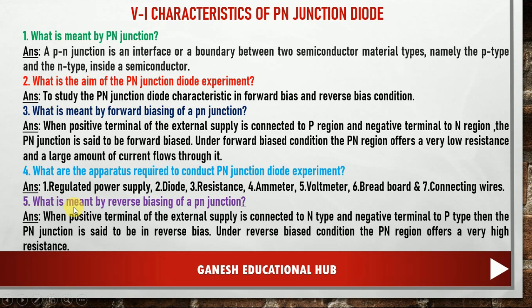Next question, what is meant by reverse biasing of a PN junction? When the positive terminal of external supply is connected to N-type and the negative terminal to P-type, then the PN junction is said to be reverse bias. Under reverse bias condition, the PN regions offer a very high resistance.